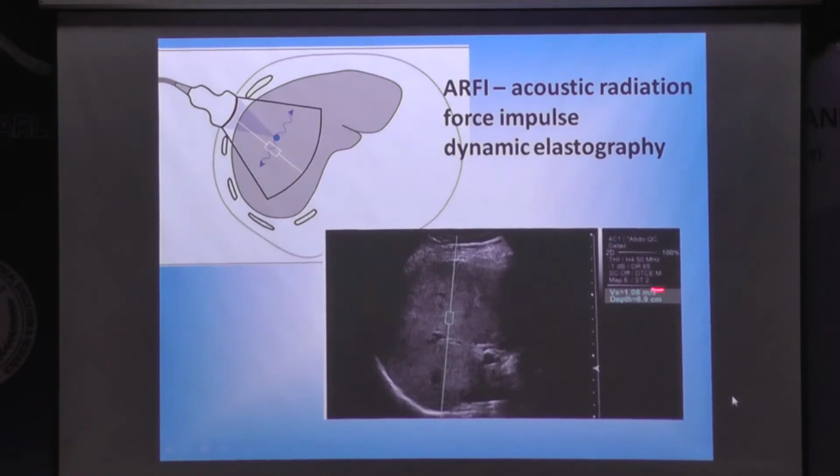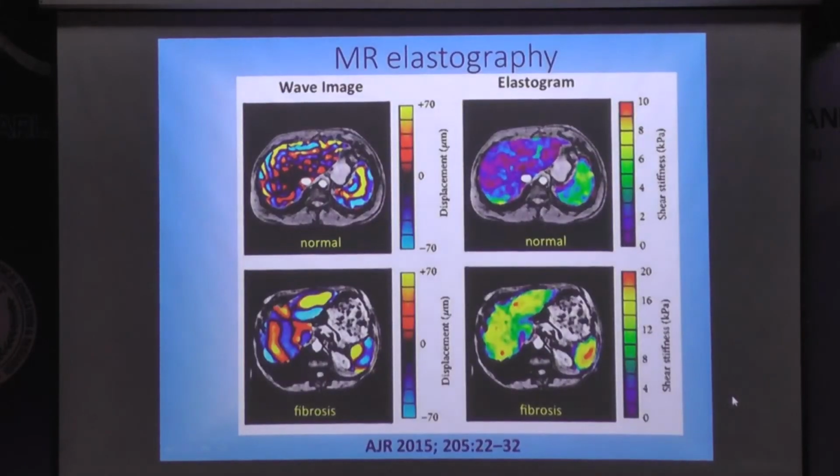So here the velocity of the shear wave has been measured, and it is 1 meter per second, which is normal for a liver. So this gives an idea of stiffness of the liver, and you can diagnose cirrhosis with the help of ARFI. Now the same thing can be done with MRI. The same external pressure wave can be created, but the distortion caused by the wave can be picked up by MRI. And this is a wave image, that is, this is the distortion caused by the external pressure wave on the liver by MRI is picked up, and this has been used to calculate an elastogram.